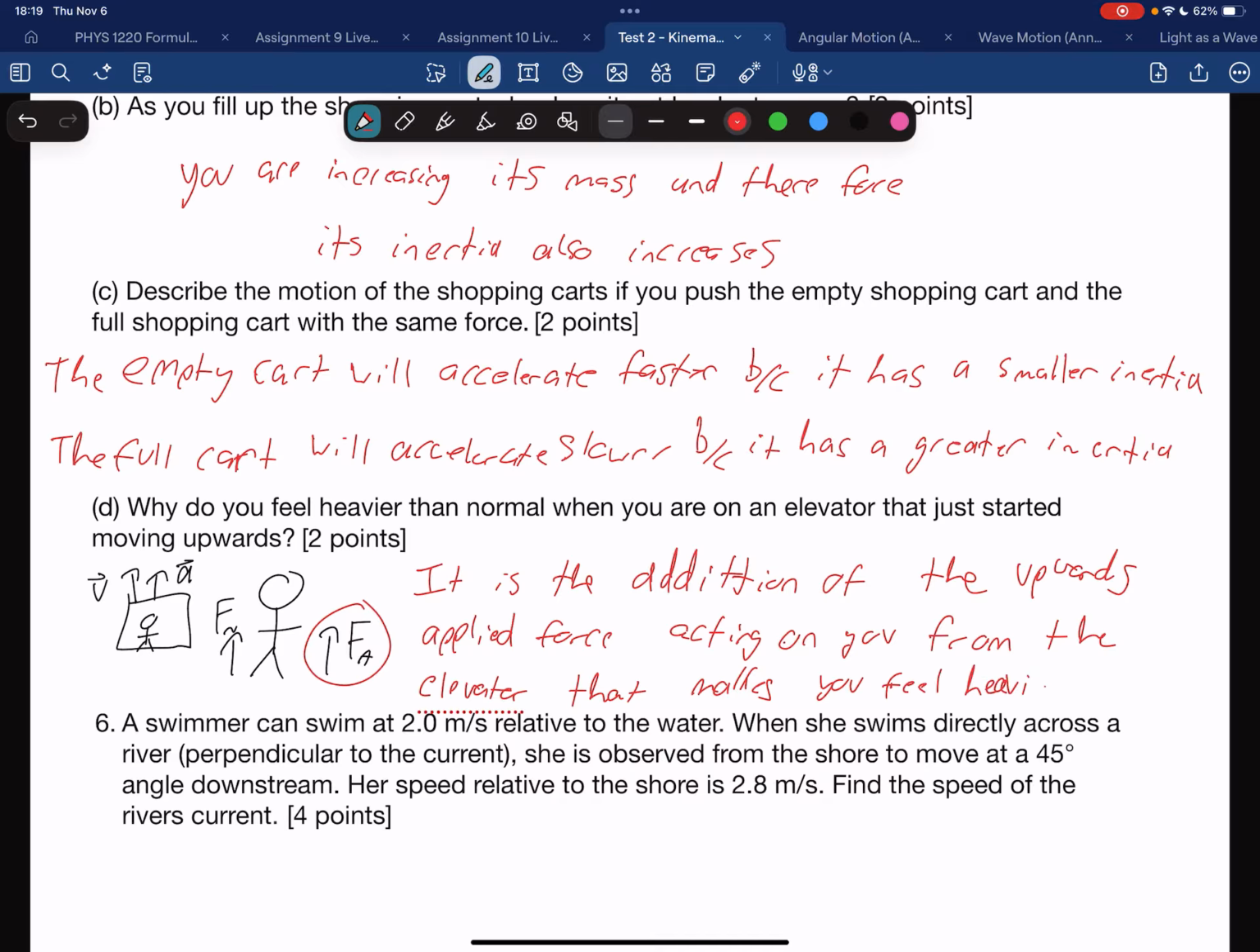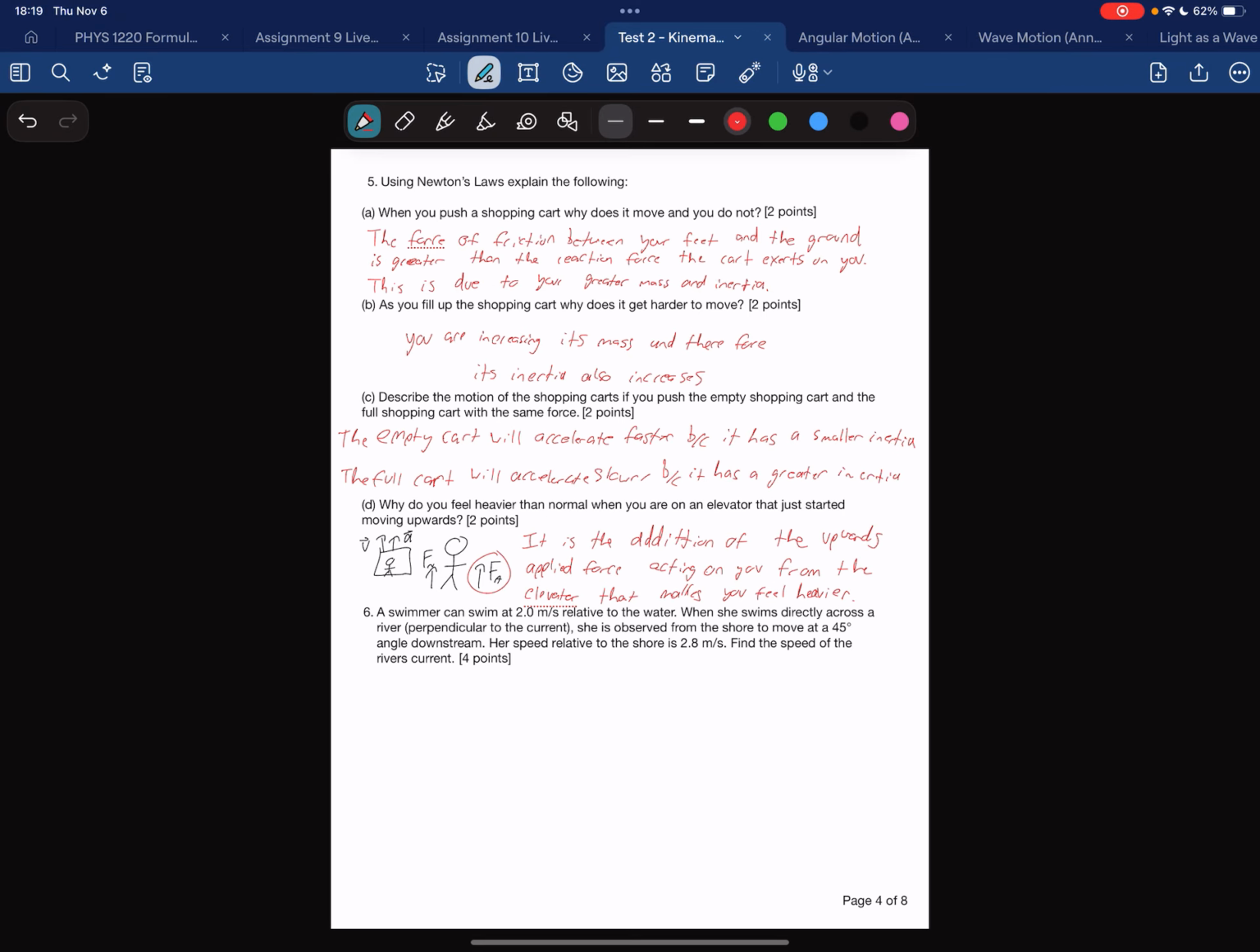I forgot the A. Heavier. There we go. Okay, so that was question 5.